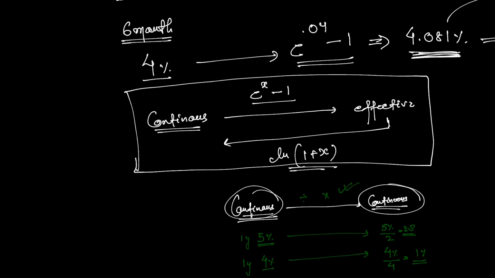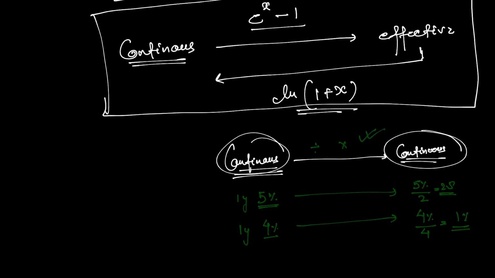The tenure would not change. You are only changing the continuous to effective, effective to continuous. If you want to convert the continuous of 6 months to effective of 6 months, you play with e to the power x minus 1. And if you want to change the effective of 6 months to continuous of 6 months, you do ln of 1 plus x, where x is the interest rate.